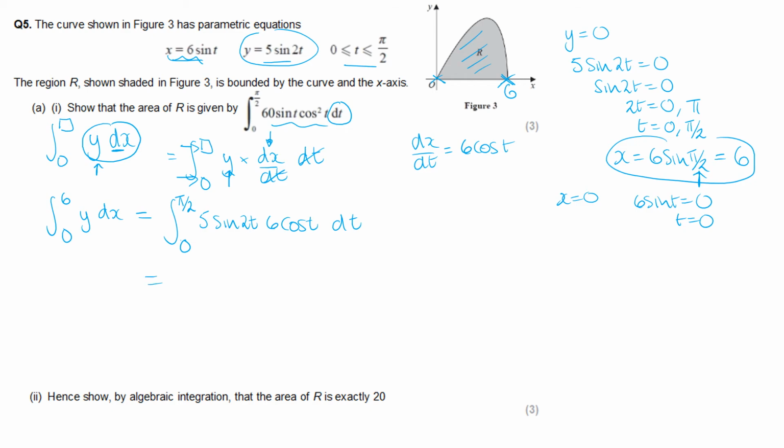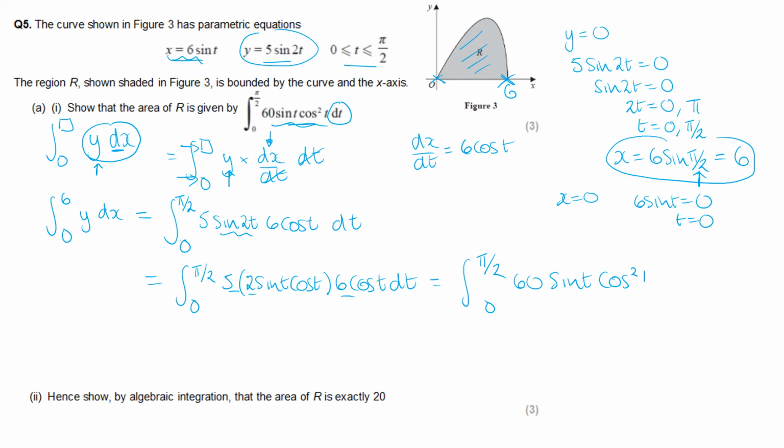Okay, so how are we going to get this here? We just need to use our double angle formulae. So we're going from 0 to pi by 2 of 5. Sine 2t is 2 sine t cos t, and then times 6 cos t dt. And when we sort all that out, we're going from 0 to pi by 2 of 5 times 2 times 6, which is going to be 60. We're going to have sine t cos squared t. So we've done part A.